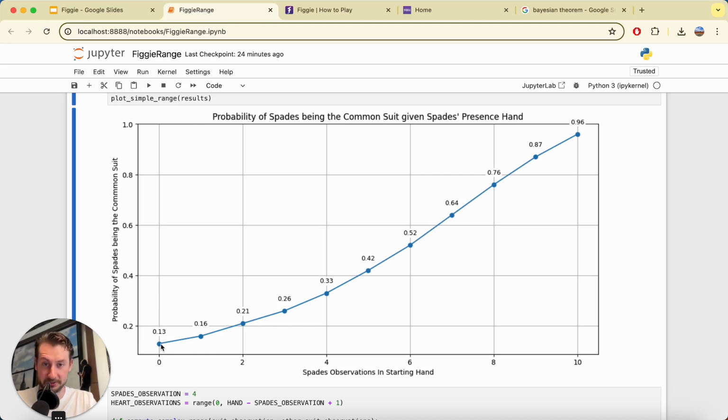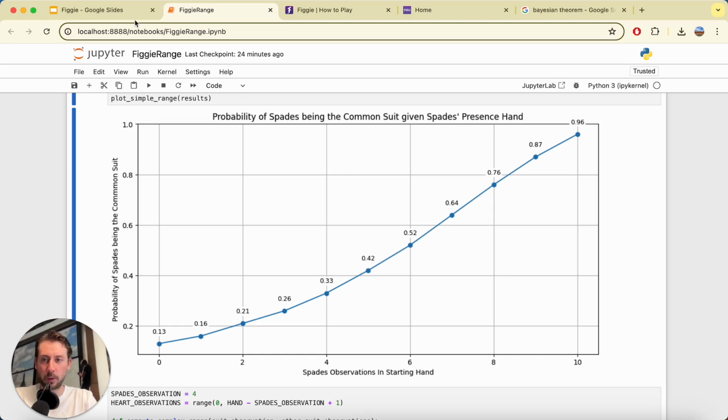If I don't have any spades in my hand, I still have a 13% probability of spade being the common suit. So the sweet spot is kind of like here. If I already have more than 6 spades in my hand, I start the game with a prior belief that club is going to be the target suit.